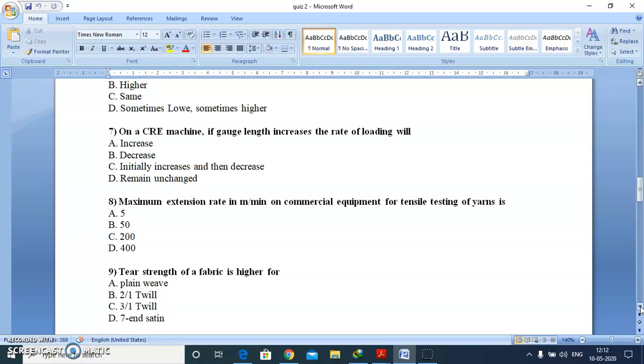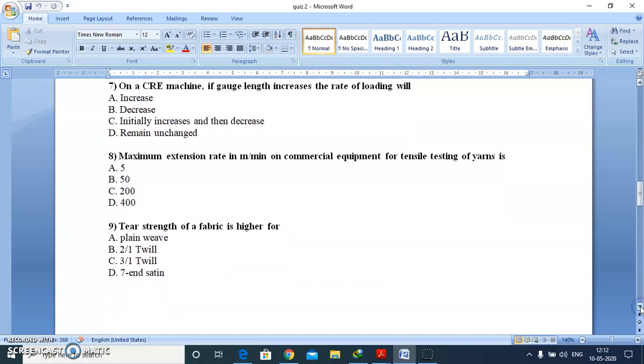And now question number 9, the tear strength of a fabric is higher where the float length is higher. So we'll go for option D, that is 7 and certain.